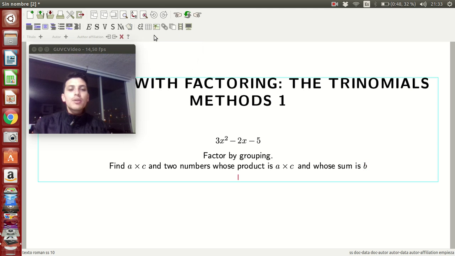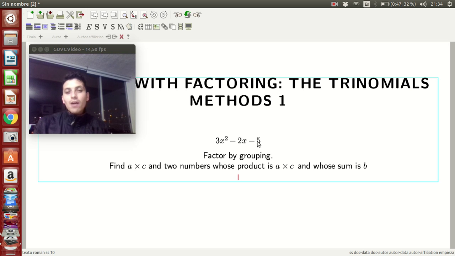You're asking which one is A, which one is B, which one is C. A is the first term that multiplies x squared, 3. B is the second term that multiplies x, and C is the constant. C stands for constant. So A times C, 3 times negative 5, is negative 15.